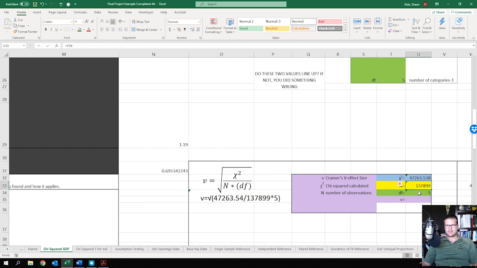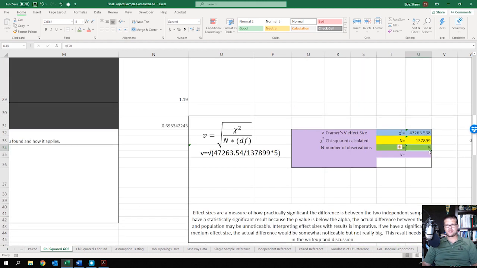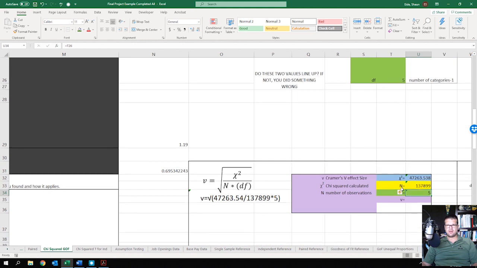So you've got the chi-squared, the total number of observations, and the degrees of freedom. And in order to calculate it, just follow this formula right here. So we're going to do equals square root, because it's all in the square root. And then I'm going to do another parentheses, put chi-squared divided by parentheses n multiplied by the degrees of freedom, and that will give you a Cramer's V of 0.2618.